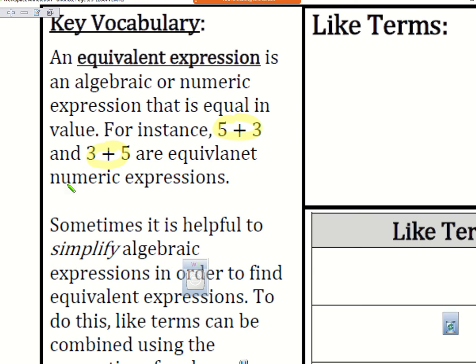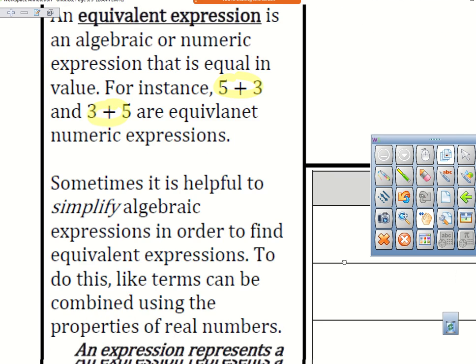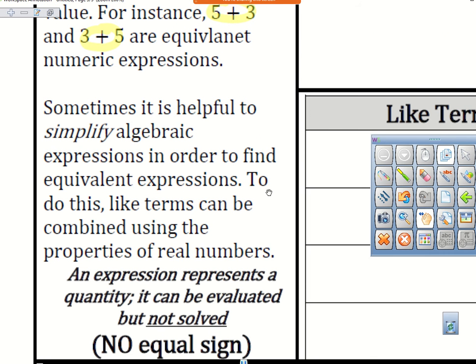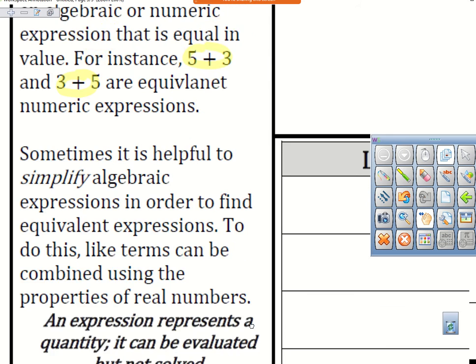Then it gives equivalent expressions. Sometimes it is helpful to simplify algebraic expressions in order to find equivalent expressions. To do this, like terms can be combined using the properties of real numbers. And then again, we saw this yesterday, an expression represents a quantity. It can be evaluated but not solved. No equal sign. Okay, so we're still dealing with expressions.